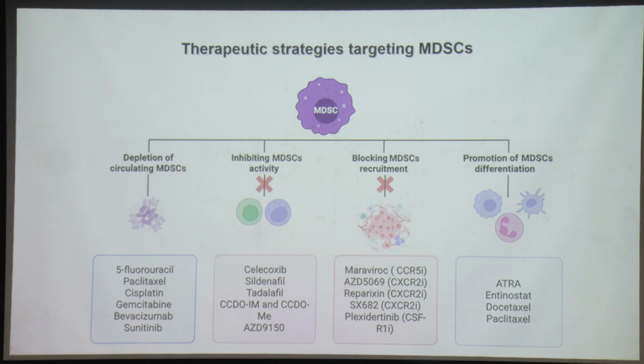So we have therapies against MDSCs. There are ways to deplete MDSCs. Some drugs will deplete MDSCs, some will inhibit MDSC activity, some will inhibit the recruitment of MDSCs to the tumor sites, and some will change MDSCs into another cell type. So there are ways to deal with them also.